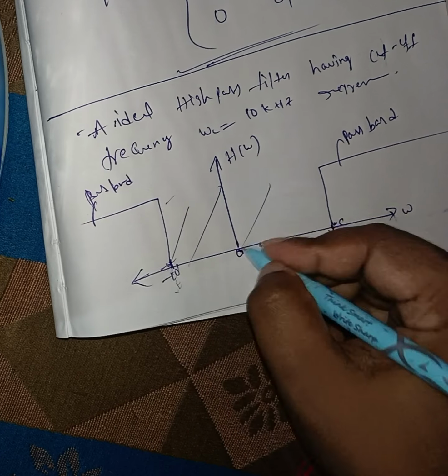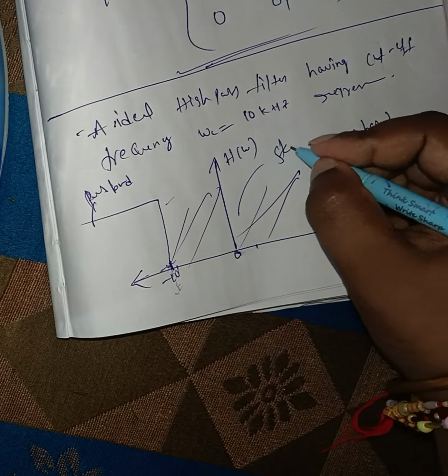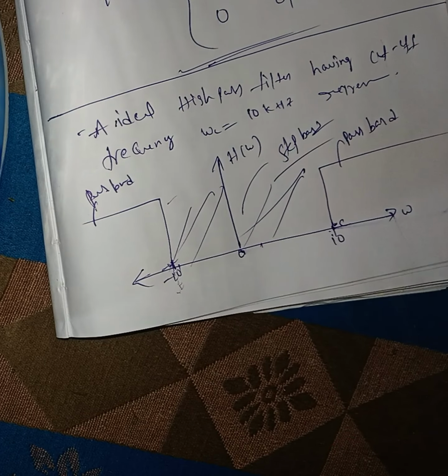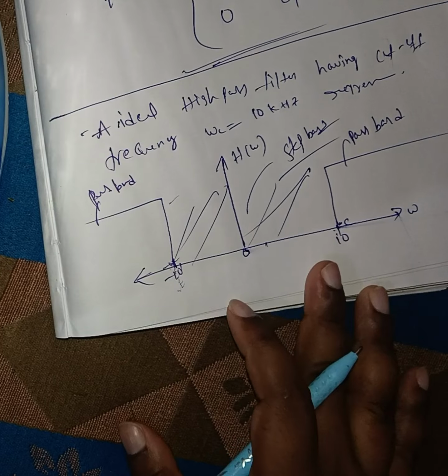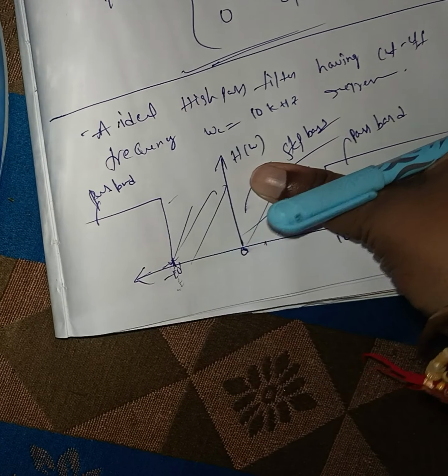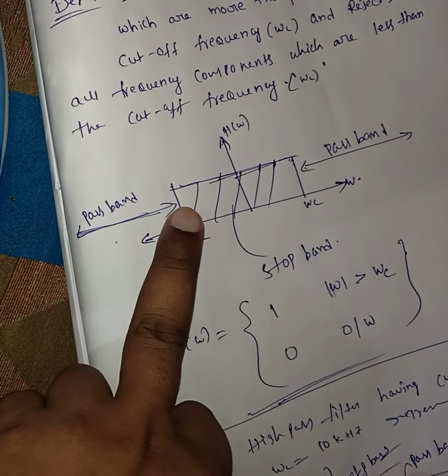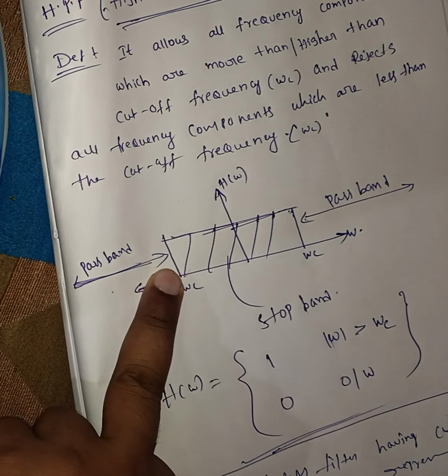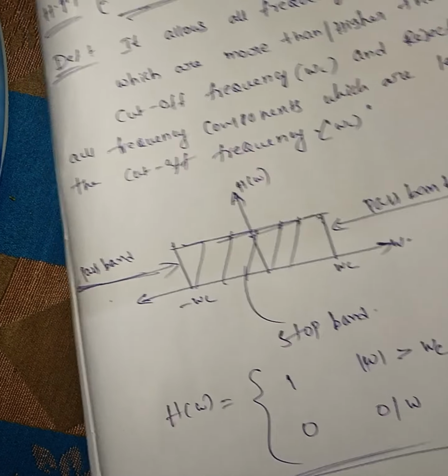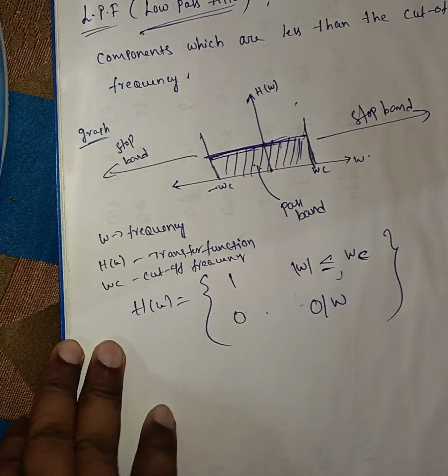This is the stop band, like this. Okay, it will come for 2 marks, not for a long answer question. So you just need to know what is the high pass filter definition, how the graph represents it, and what is the equation. So what is our next question?